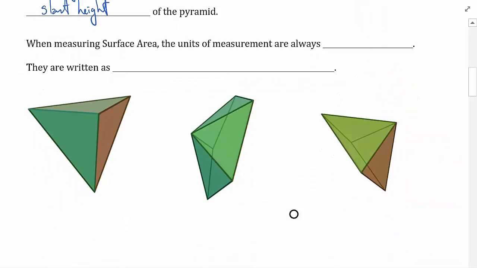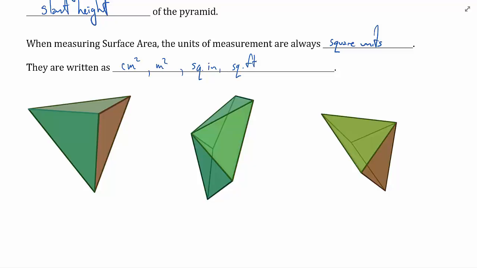When you're measuring surface area, the units of measurement are always square units. Area is a square measurement, not a linear measurement. Examples are written as square centimeters, square meters, square inches, square feet.